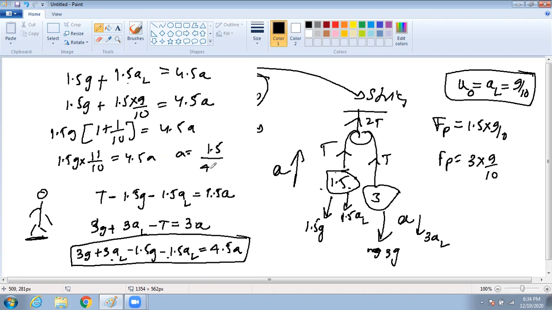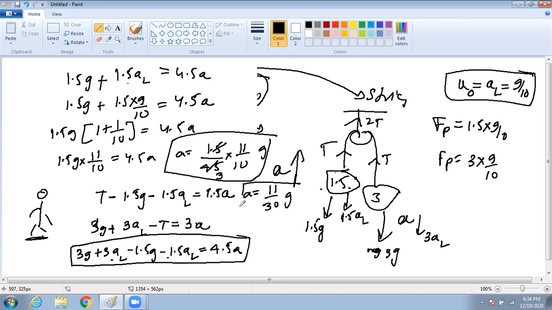A is 1.5 divided by 4.5 into 11 by 10 into G. Correct? So this is 3, so A is 11 by 30 G. Clear? Yes or no? Yes, sir.